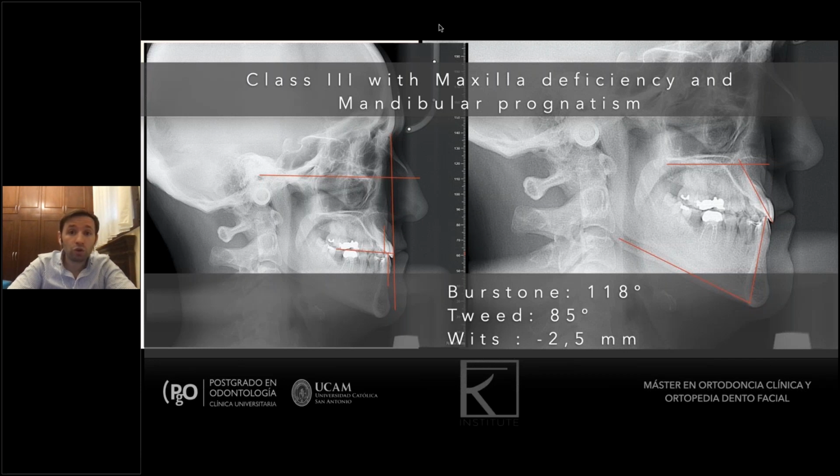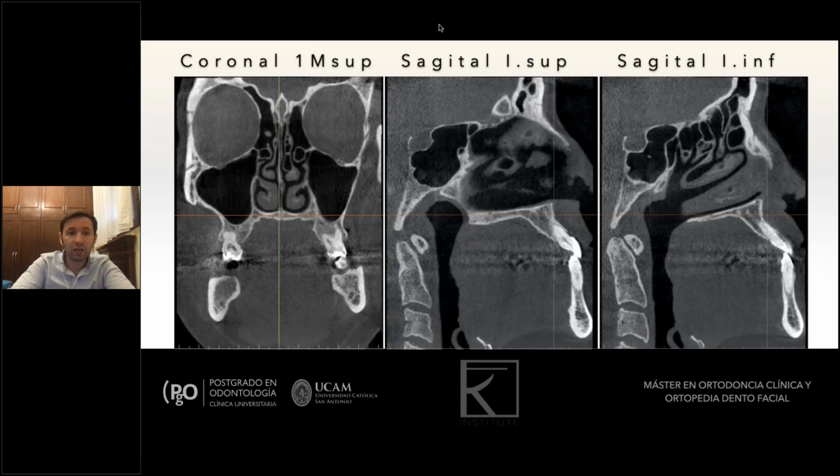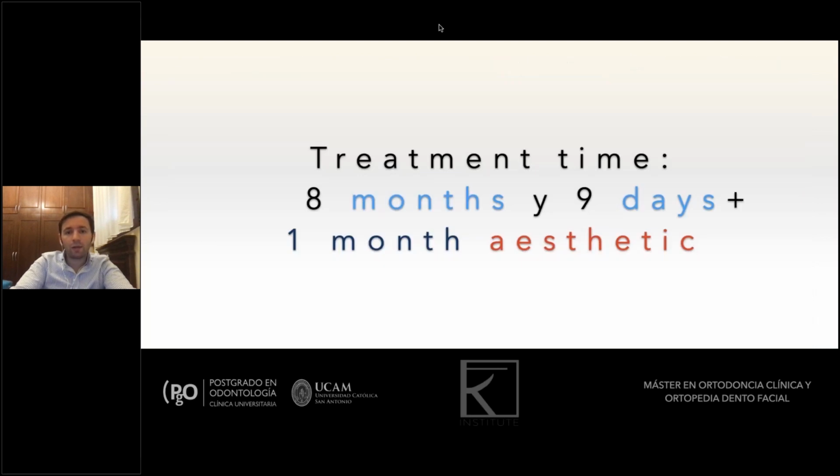But she was a surgery patient. Remember it. I cannot make a surgery change. Okay, I have limits. So look at the CBCT after that, and look at the treatment time: 8 months and 9 days, and 1 month for the aesthetic.